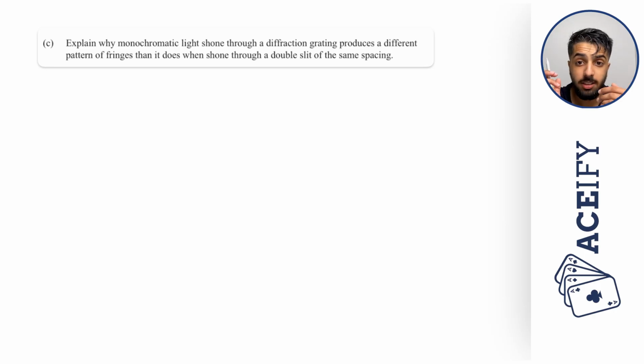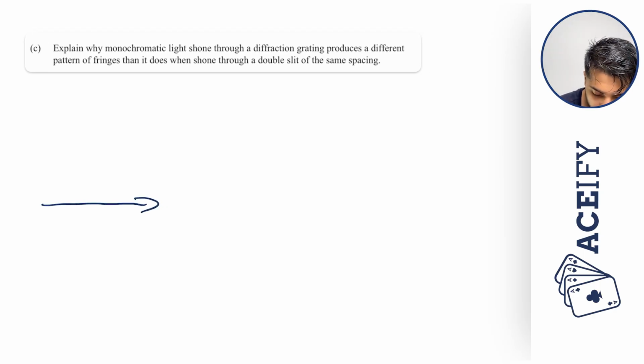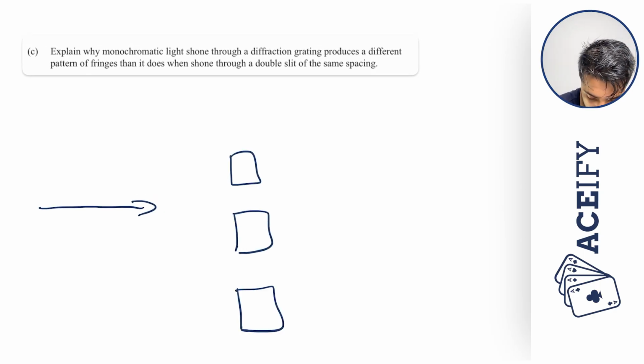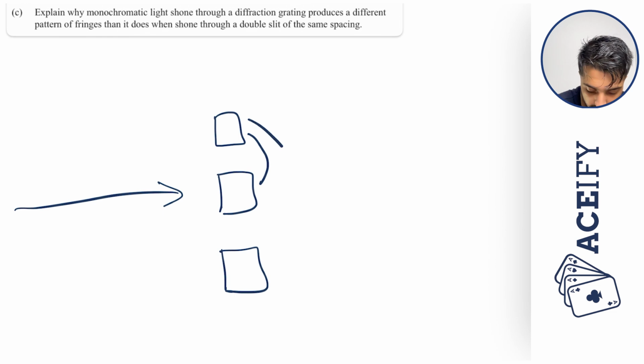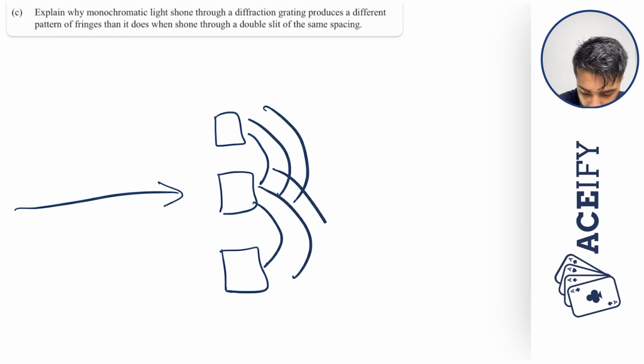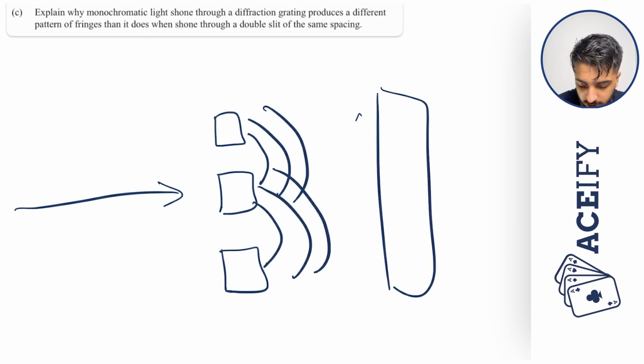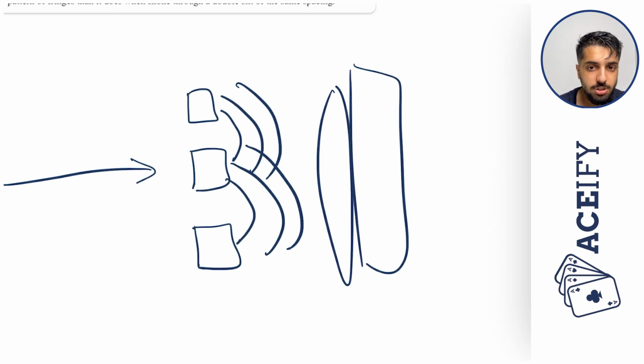Explain why monochromatic light shone through a diffraction grating produces a different pattern of fringes than it does when shone through a double slit of the same spacing. Okay, so this is the case because when we do a double slit experiment, let's say we have light coming in and we have 2 slits. So these are our slits right here, and we have light coming in over here. When they come in, we know they create these patterns, and they create an interference pattern on this wall. We can imagine these as light sources, right?